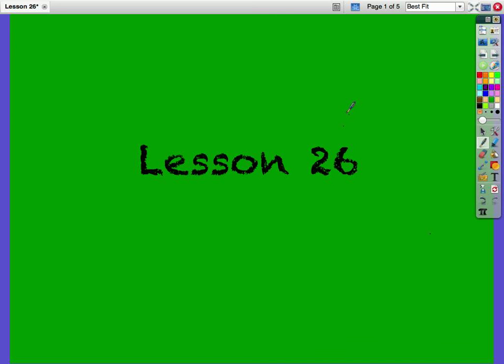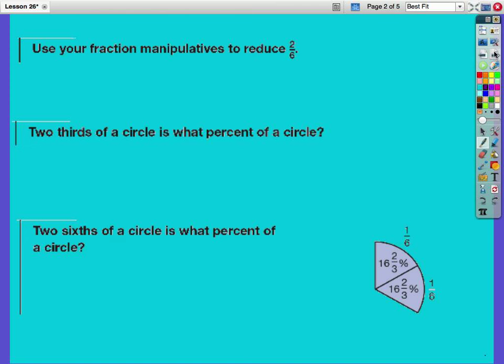All right, today's lesson 26. We're going to start reducing some fractions. We're also going to add and subtract some mixed numbers. Let's get started with the first example here. It says use your fraction manipulatives to reduce 2/6.